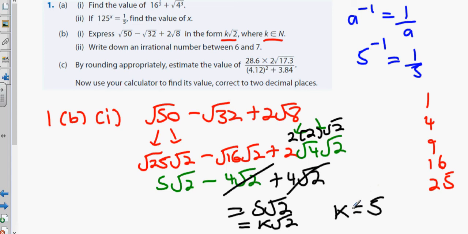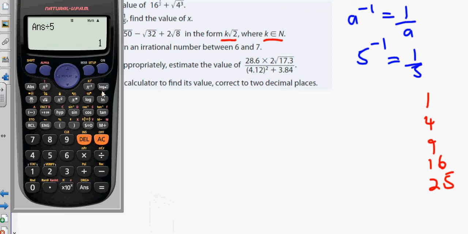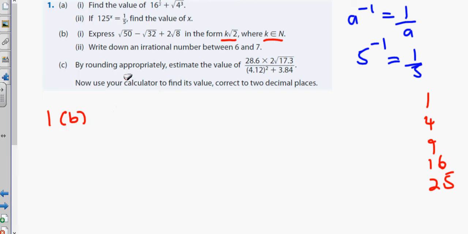Okay. Now, next question is write down an irrational number between 6 and 7. So an irrational number is a number that can't be represented as a fraction. So what we need to do is figure out a number that's irrational and exists between 6 and 7. So what we can do is go to the square root. Now we know that the square root of 36 is 6, and the square root of 49 is 7. So we can just pick the square root of a number in between 36 and 49. So for instance, root 38 is a number that's irrational because there's no dots on top of the decimal. So root 38 is a perfect example of a number that will satisfy this.